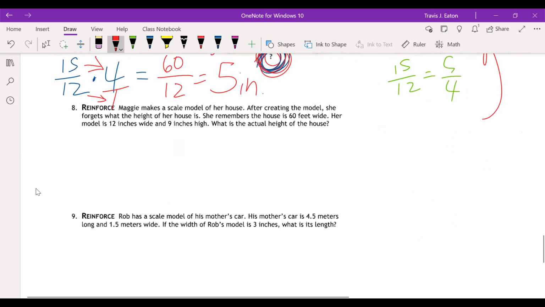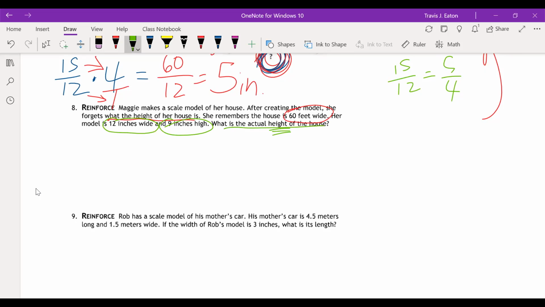So Maggie is making a scale model of her house, okay? After creating the model, she forgets what the height of her house is. So she's trying to find the height of her house. She remembers that the house is 60 feet wide. And furthermore, her model is 12 inches wide and 9 inches high. So what is the actual height?